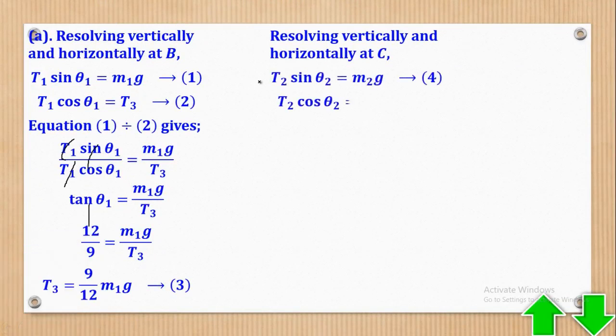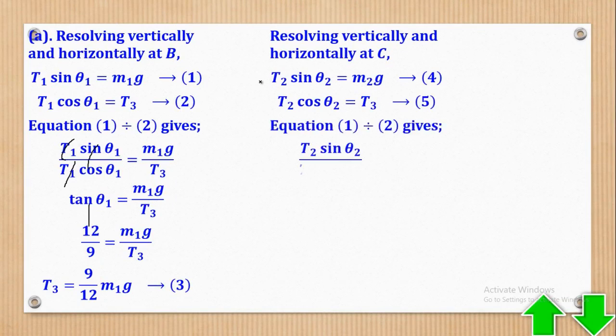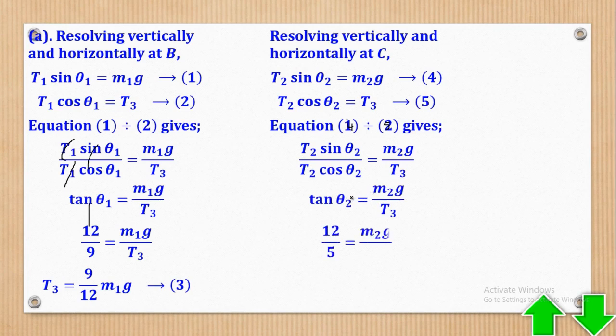So that is vertically, then that is horizontally. Then we shall also have to divide both equations. So this should have been 4 and 5, dividing equations 4 and 5. So that gives me that. Therefore, tan theta 2 will be equal to that. But I know that tan theta 2 is equal to 12 over 5. Therefore, T3 is still equal to that.